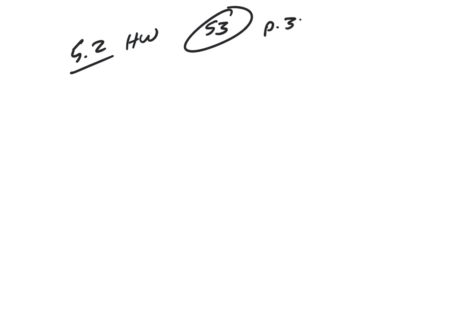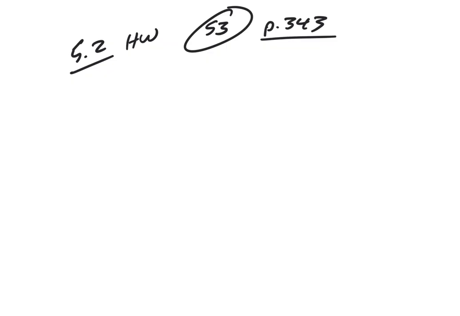All right, so this is number 53 on the homework from yesterday. So it would be page 343. It's a compound interest problem. And it's doing a couple of things that we did not do with the compound interest yesterday. It gives you all the information that we talked about.